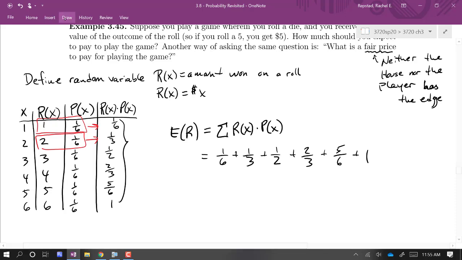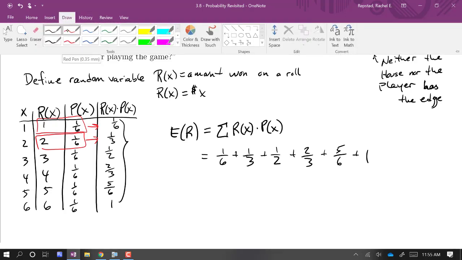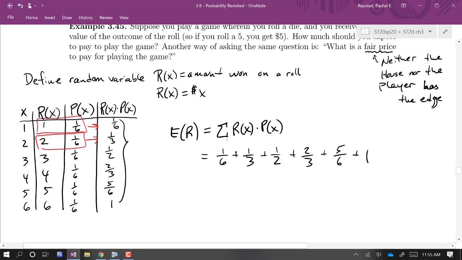Okay, so we could open up the calculator, but I think there's a simple way to do this. Let's see, 1/6 and 5/6, that's 1. 1/3 and 2/3, that's 1. Obviously we have a 1 here, so that's 3 so far, plus 1/2. So we should get 3.50.